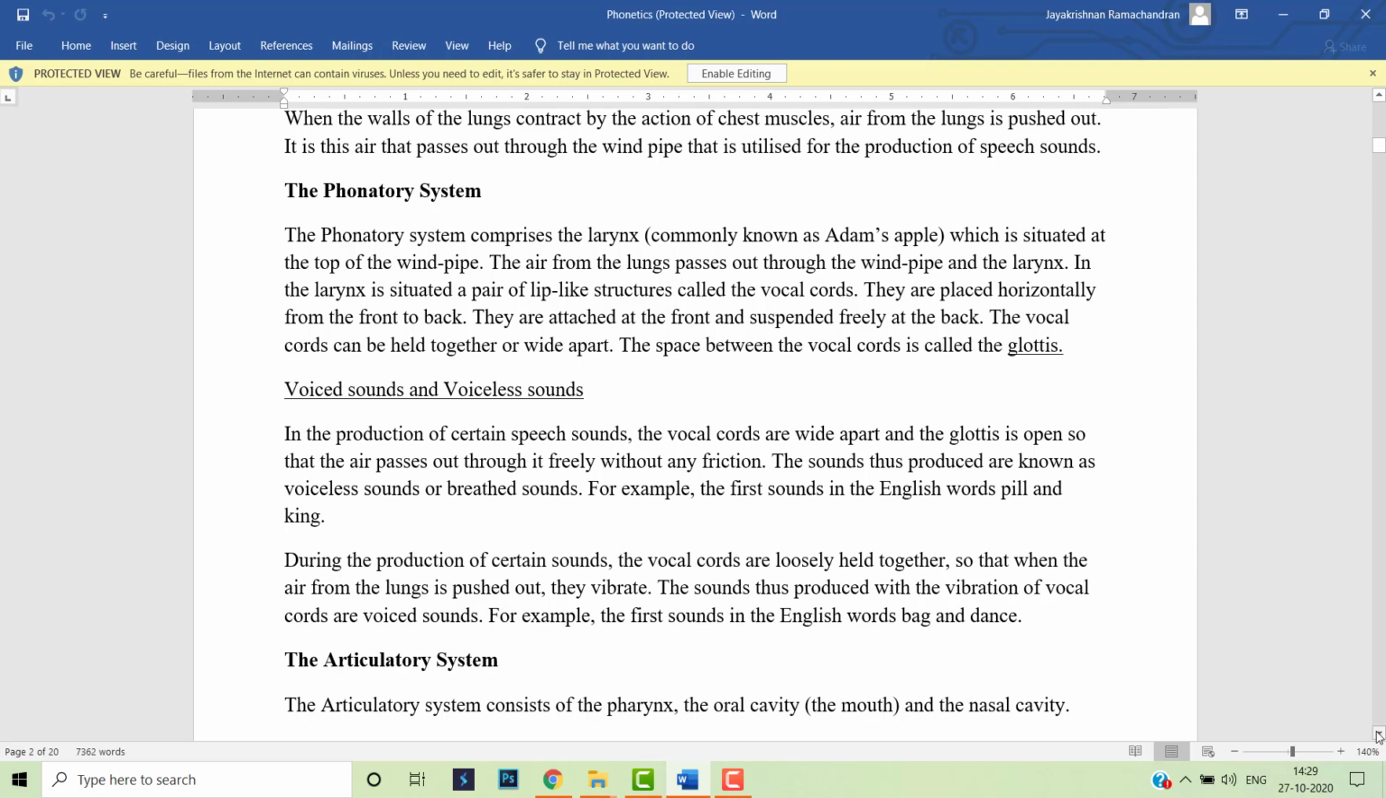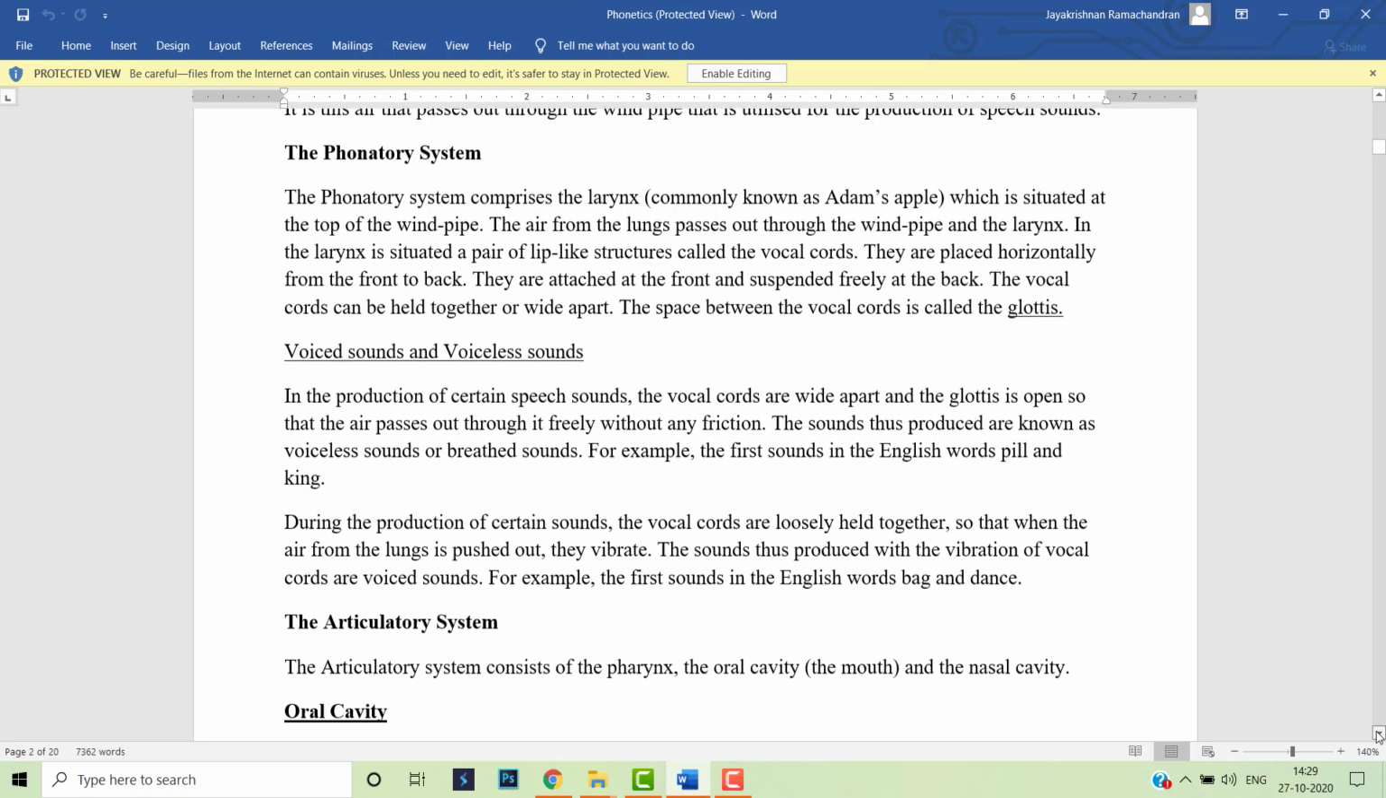And I have also provided you a tip to identify voiced sounds and voiceless sounds. You only have to place the tip of your finger on your Adam's apple, and if your Adam's apple vibrates, then that sound will be voiced. And if you feel only a bit of a tremor and nothing else, it will be a voiceless sound.